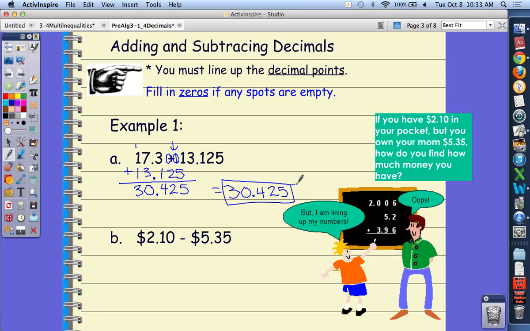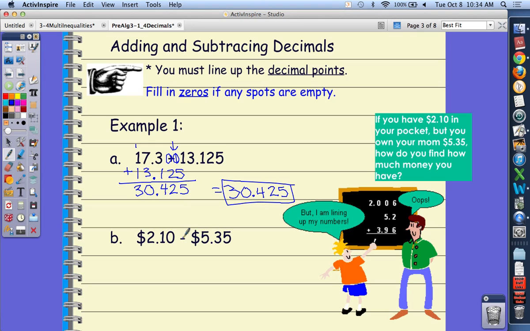I also have this little graphic here. Think about it. If you have $2.10 in your pocket, but you owe your mom $5.35, how do you find how much money you have? That's kind of like with this second example here. So if you only have $2 and some change and you owe somebody $5 and some change, are you going to end up with a positive amount of money or a negative amount of money? You can't give away $5 if you only have 2, right? So we're going to have a negative amount of money here.